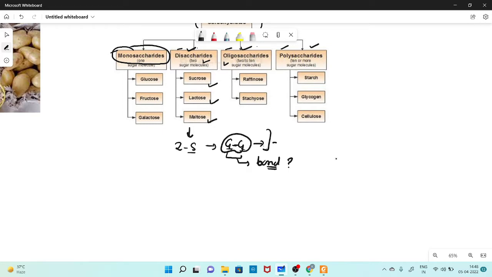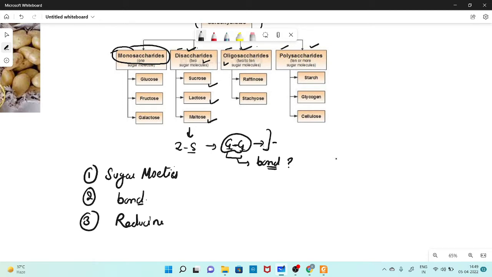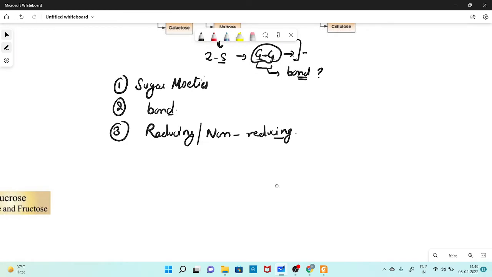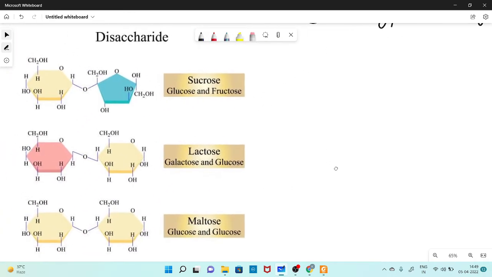So first of all, you need to remember they can differ in the sugar moieties. Second, you need to remember the bond which is joining them. And then third, you need to remember whether your sugar is going to be a reducing sugar or a non-reducing sugar. So these are the very important aspects of your disaccharides. So we are going to discuss these disaccharides one by one, right?